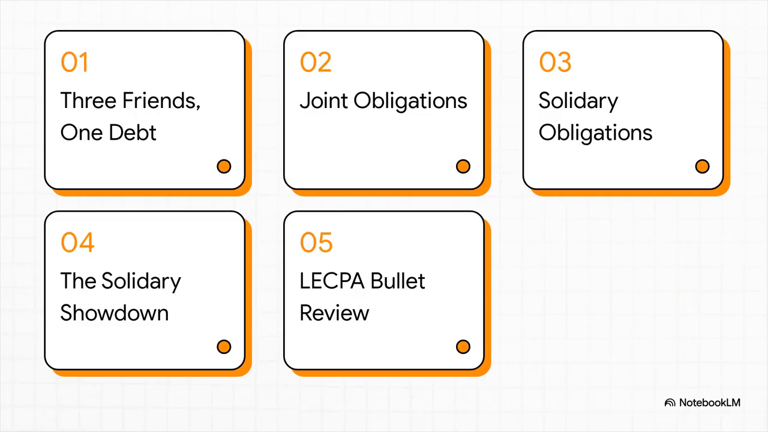Here's our roadmap for today. We're going to start with a simple problem, then unpack the law's default setting, which is joint obligations. After that, we'll look at the powerful exception, solidary obligations. Then we'll dive into the solidary showdown to see how the rules really work, and we'll wrap it all up with a rapid-fire LEKCPA bullet review. You're going to want to screenshot that part.